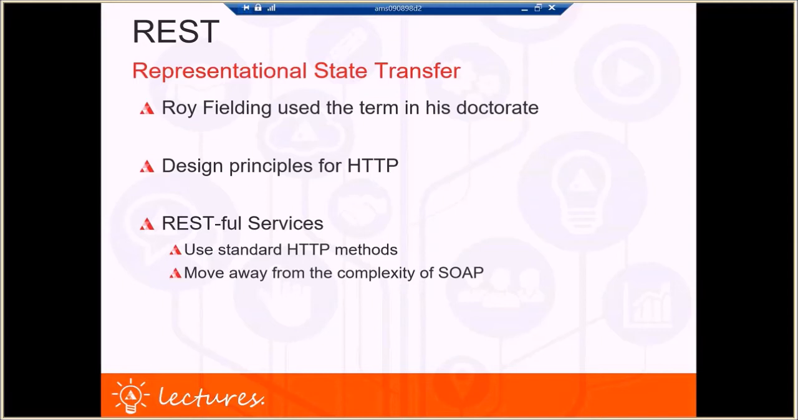RESTful services are becoming much more popular. And we're moving away from the complexity of the SOAP protocol, so they're definitely worth supporting and looking at.